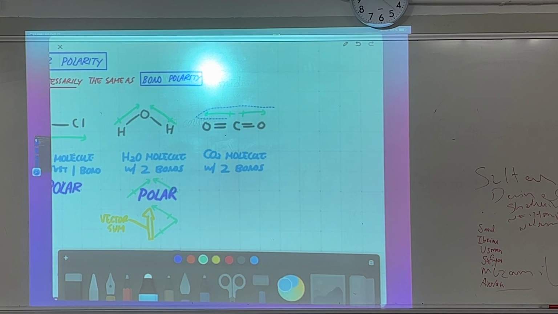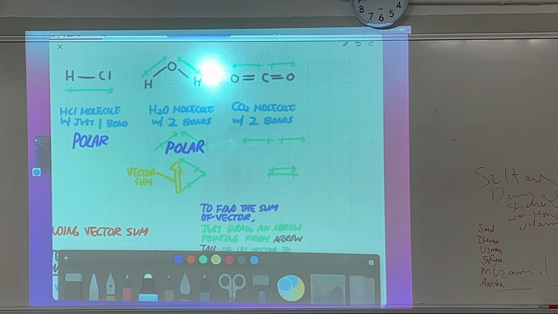Let's do the thing we did just now. We move the arrowhead so that it touches the arrow tail of the other vector. When you draw an arrow pointing from the arrow tail to the arrowhead, does this arrow have any length? No. So this has zero length, right? So there is no net vector sum here. If there is a net vector sum, it is polar, and if there's no net vector sum, it will be nonpolar. So CO2 is nonpolar as a result of this.